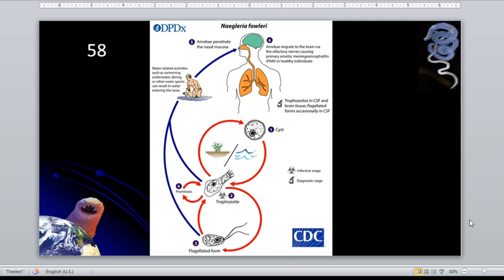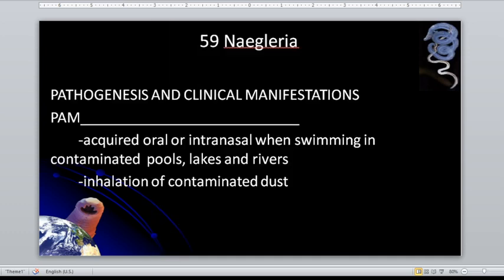Okay, we proceed with PAM. So what is PAM? PAM is primary amoebic meningoencephalitis. How about GAE? That is granulomatous amoebic encephalitis. How about PAM again? PAM is primary amoebic meningoencephalitis.